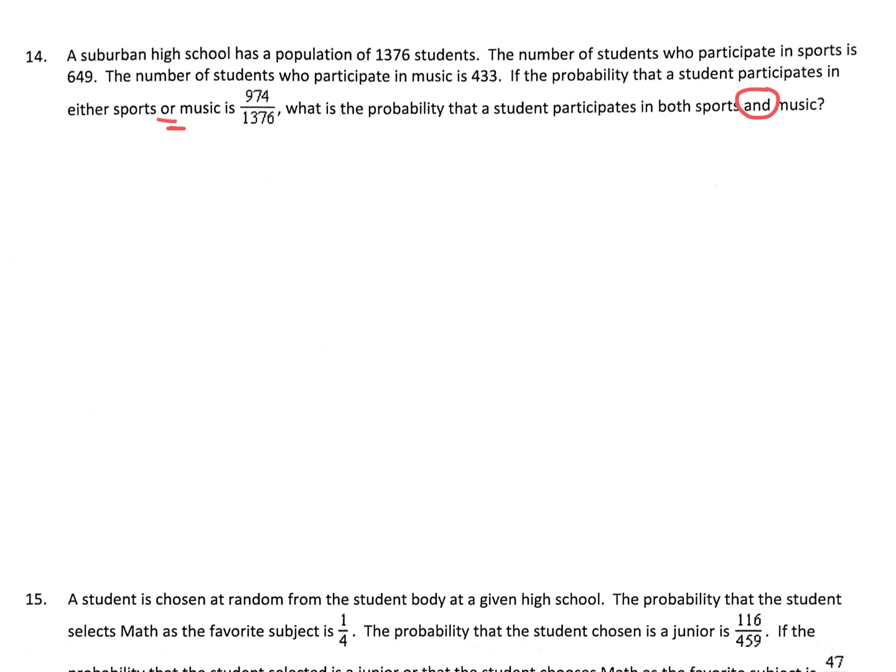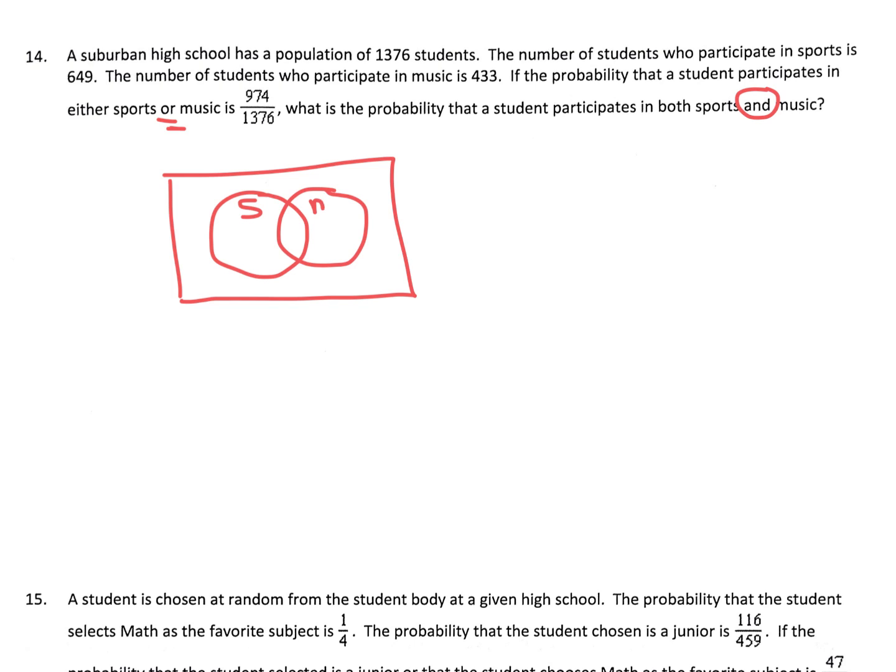Well, you could do this either through a Venn diagram or through the formula. So if we did this through a Venn diagram, we have, this will be sports, this will be music. We know this is the total number of students in the school. 649 total students play sports. 433 total students are in music. And then the or. Remember, these 3 circle numbers would make up the or. So the or, these 3 circle numbers right here would have to add up to 974.